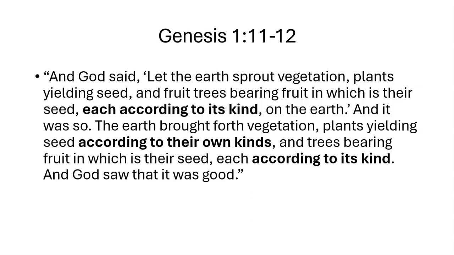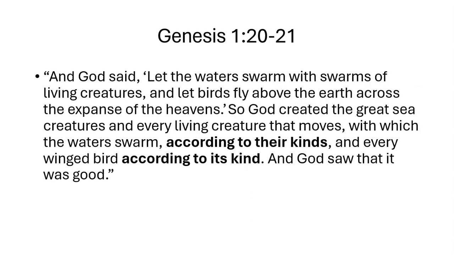But besides plants, Genesis 1 also talks about different kinds of animals in verses 20 to 21. "And God said, let the waters swarm with swarms of living creatures, and let birds fly above the earth across the expanse of the heavens. So God created the great sea creatures and every living creature that moves, with which the waters swarm according to their kinds, and every winged bird according to its kind. God saw that it was good."